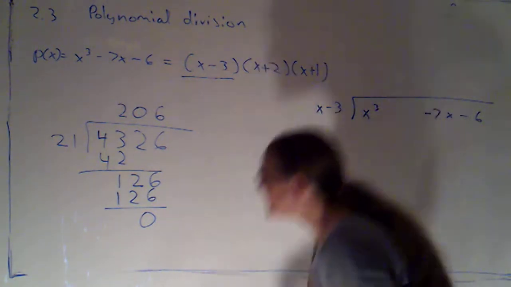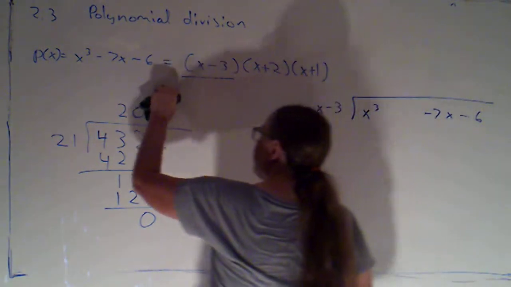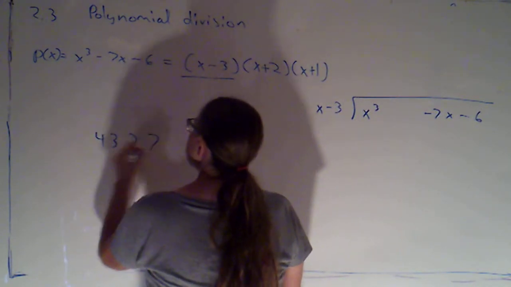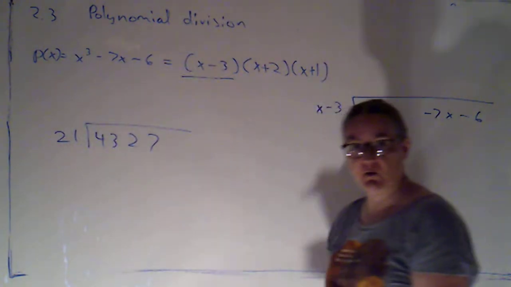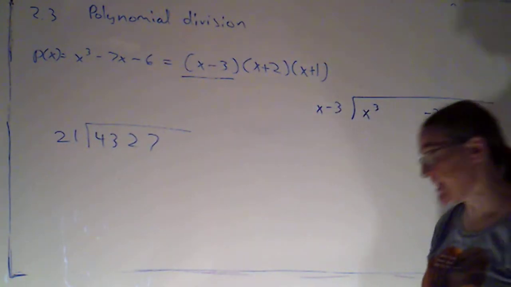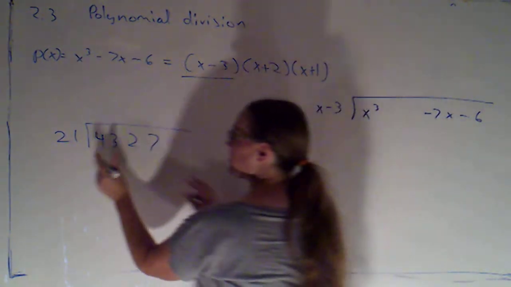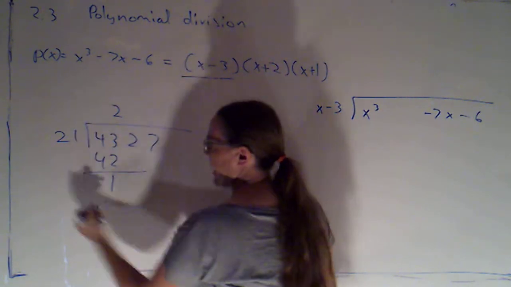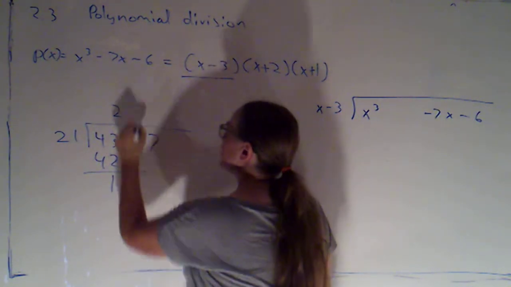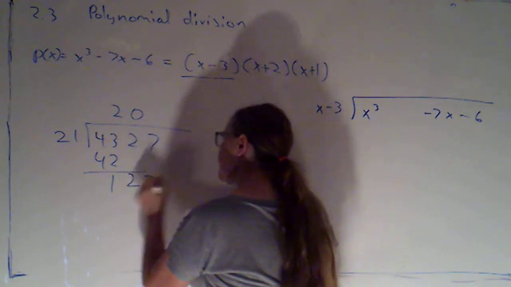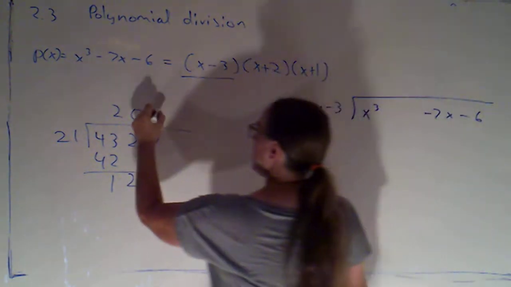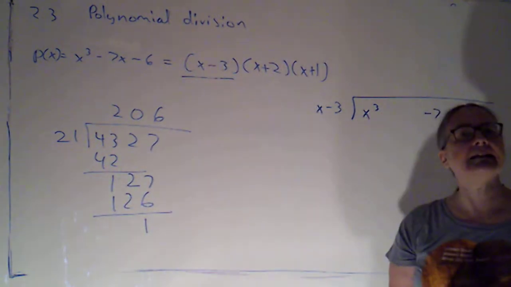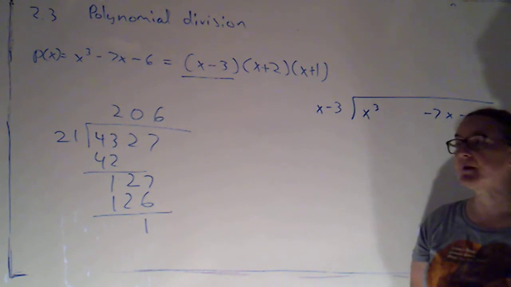Let me just revise the problem real quickly. I'll just change it to 4,327 divided by 21. I want to remind you of how we deal with remainders if we get them. So this problem would start the same way. 21 goes into 43 twice. That's 42. Subtract and get 1. Bring down the 2. It goes in 0 times. Bring down the next digit. Now, this is going to go in 6 times. That's 126. But now it didn't divide in evenly. We would say that 1 is the remainder.